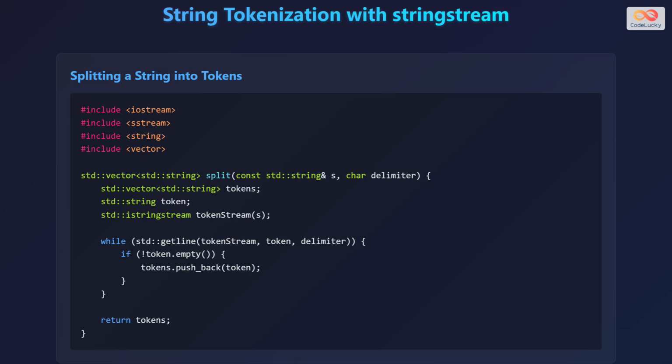String streams can also be used to tokenize strings, which means splitting a string into smaller parts based on a delimiter. The function split takes a constant string reference s and a character delimiter as input. Inside the function, we create a vector of strings called tokens to store the split tokens. We create an istringstream object tokenStream, initialized with the input string s. We then use a while loop and the getline function to read from the token stream, splitting it at each delimiter character. For each token, we check if it is empty, and if not, we add it to the tokens vector. Finally, we return the tokens vector containing the split tokens.